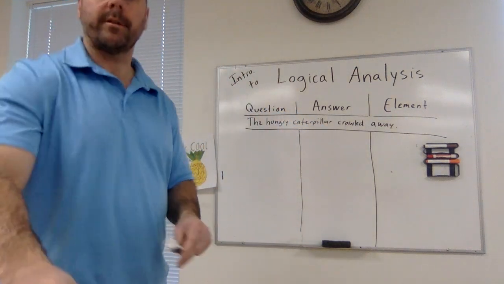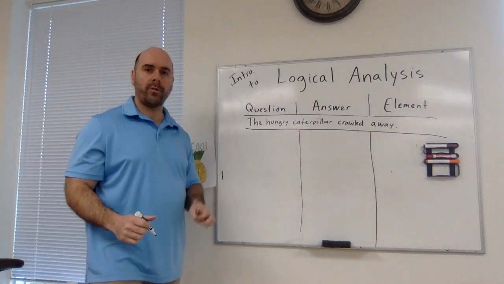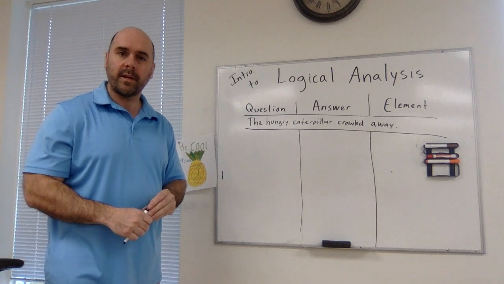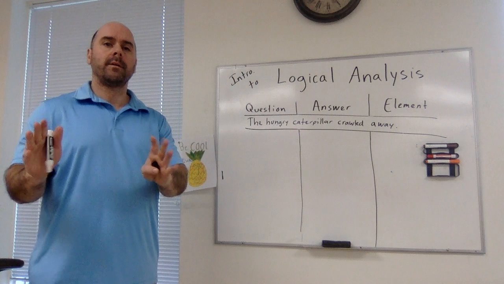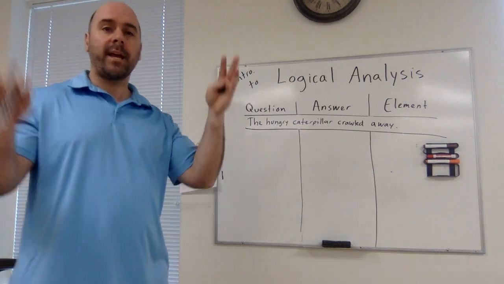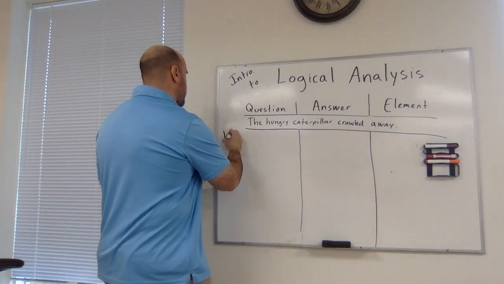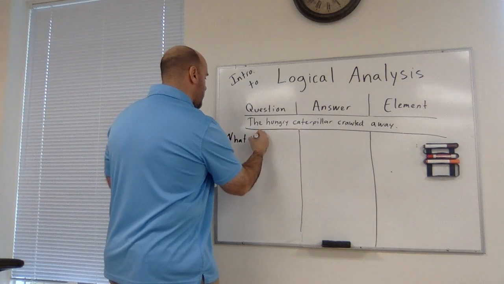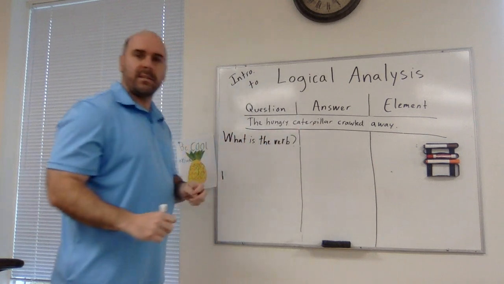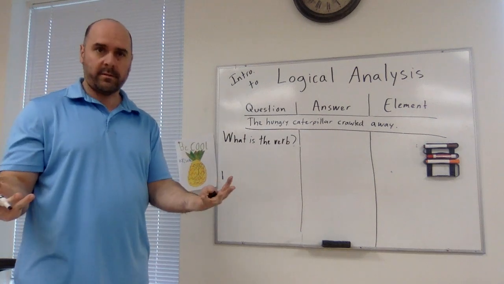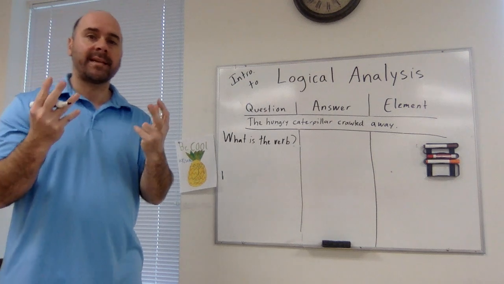The hungry caterpillar crawled away. Okay, so the hungry caterpillar crawled away. It's a little more complex sentence. We've got perhaps some other parts of speech here, we'll see. But we always start with the very first question. And you know what that question is? Say it all with me. What is the verb? That's right. What is the verb is always the first question. We are looking for that action. That is the most important question we can ask of any sentence.